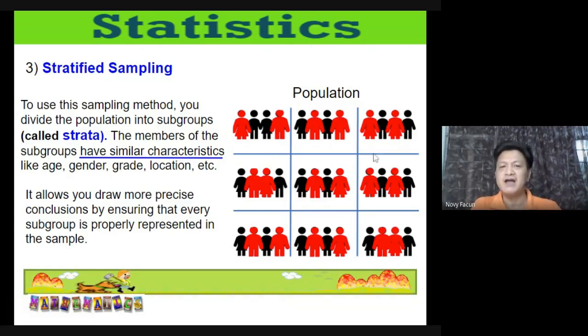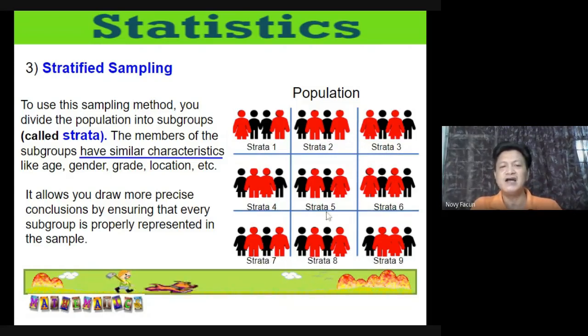Kaya kung mapapansin natin, so etong population ko na ito, dinivide ko siya ng 9 strata. Kaya this is strata 1, 2, 3, strata 4, 5, 6, and strata 7, 8, 9, 10. But they have equally proportion. Pag sinabing proportion, so bawat isang strata dyan, kukuha ko ng tagdadalawa. Kasi dapat equally proportion yung magiging participant or magre-represent sa bawat grupo na yan. Okay, and that is randomly selected.